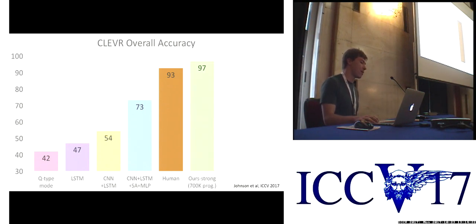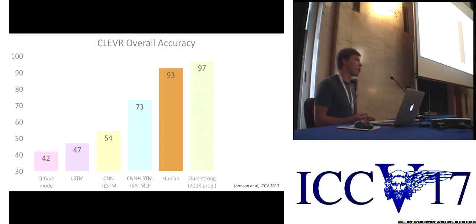When we look at the accuracy of this model on the CLEVR dataset, we see that we make a huge jump from 73 all the way up to 97% accuracy. But there's a problem here. This 97% accuracy was using a lot of supervision. This was using annotated ground truth programs for every single question in the CLEVR dataset. Using 700,000 programs is kind of a lot of supervision.